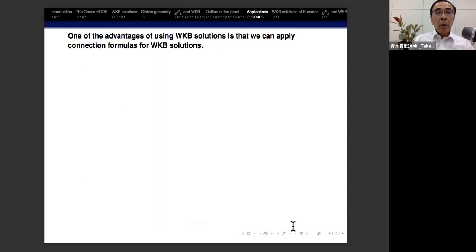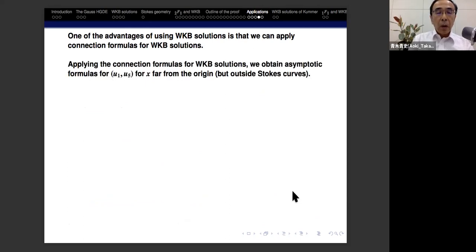One of the advantages of using WKB solutions is that we can apply connection formulas for WKB solutions. So, applying the connection formulas for WKB solutions, we obtain asymptotic formulas for the basis for x far from the origin, of course, outside the Stokes curves.